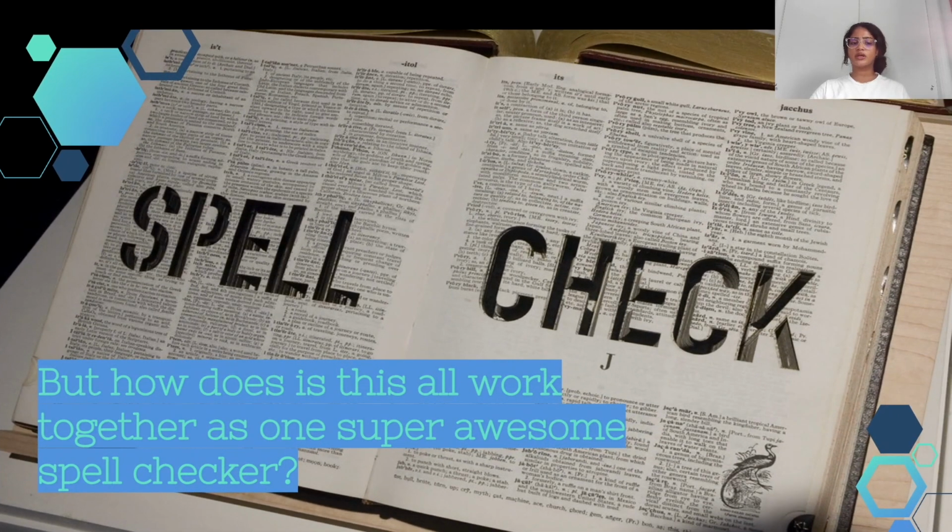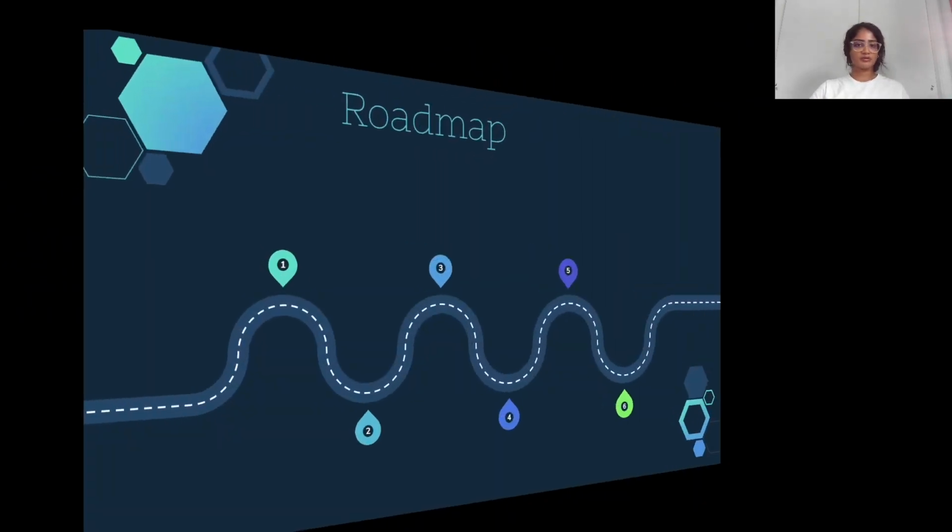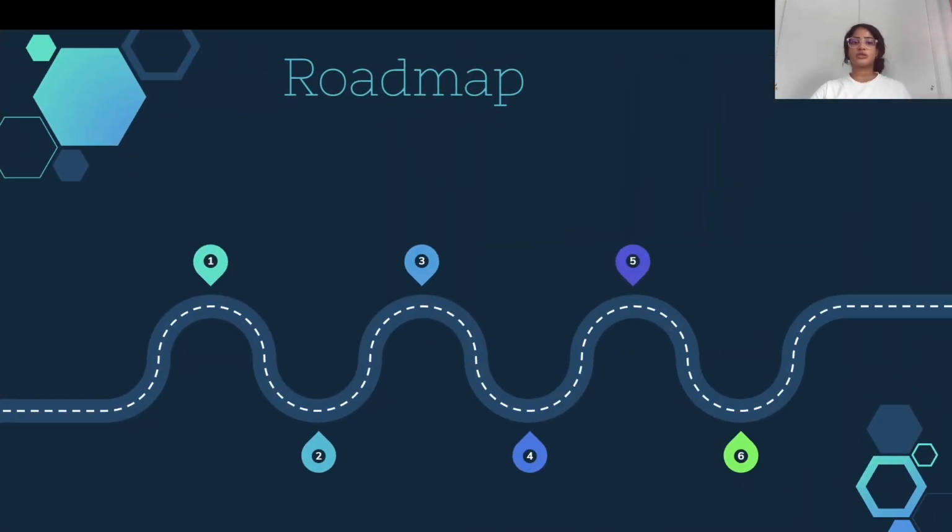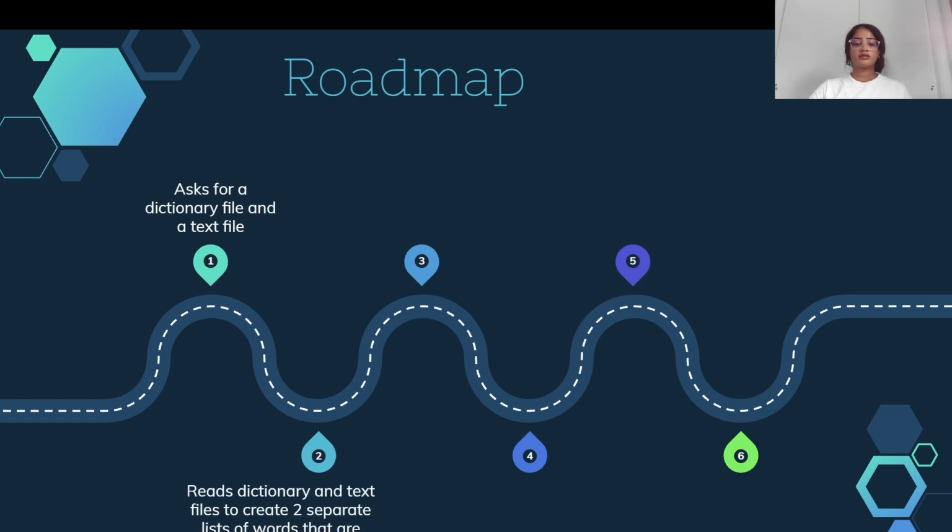But how does this all work together as one super awesome spell checker, you ask? Well, I'll show you. This is the roadmap. So, step number 1. The program asks for a dictionary file and a text file. Step 2. The program reads the dictionary and text files to create 2 separate lists of words that are compared with each other.